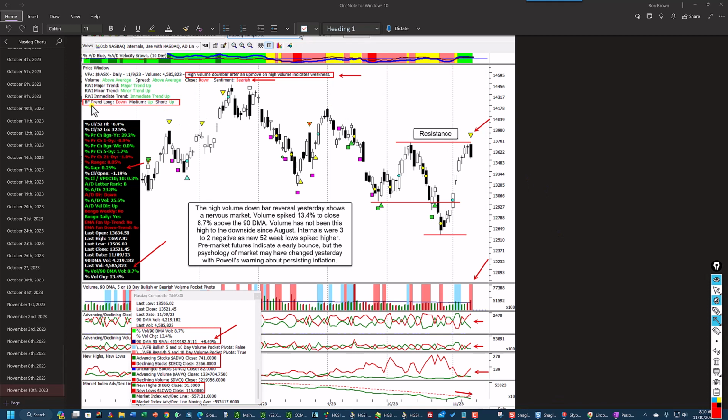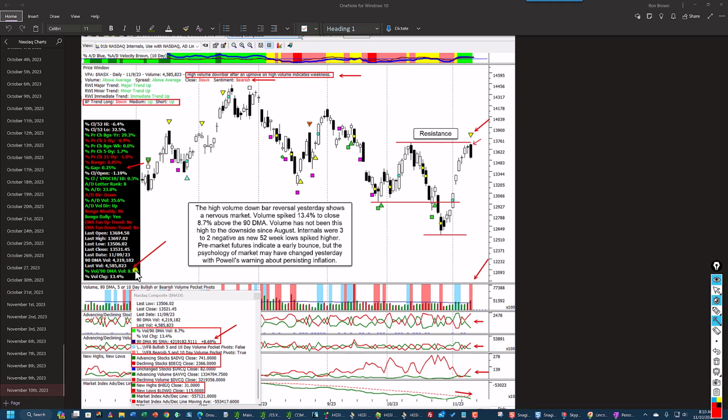So let's look elsewhere here. Best fit trends: the long-term trend is still down, medium's up, short is up. There was a gap up yesterday. You can see the gap up, and then it failed after Powell's comments.